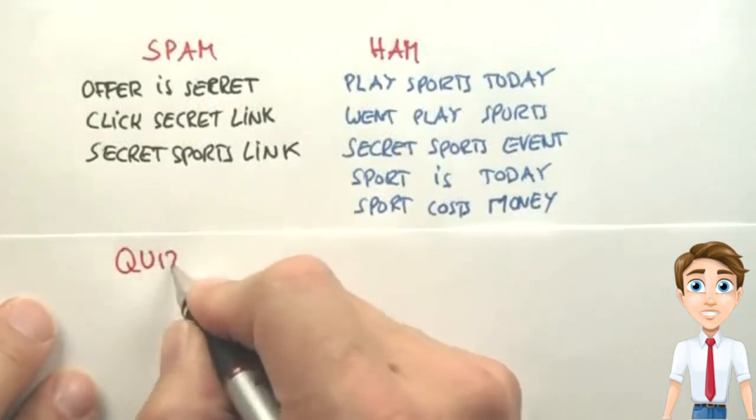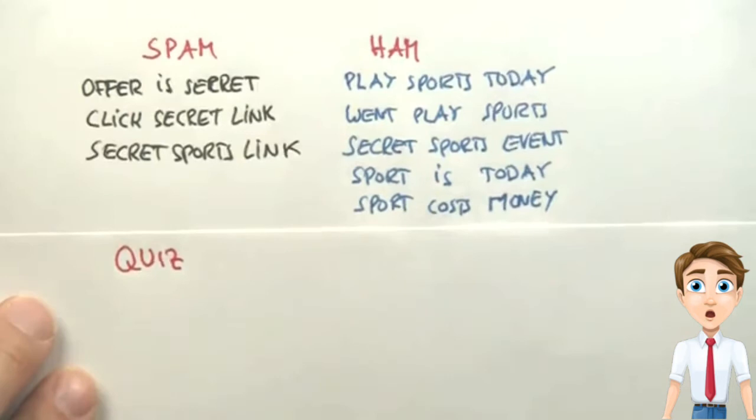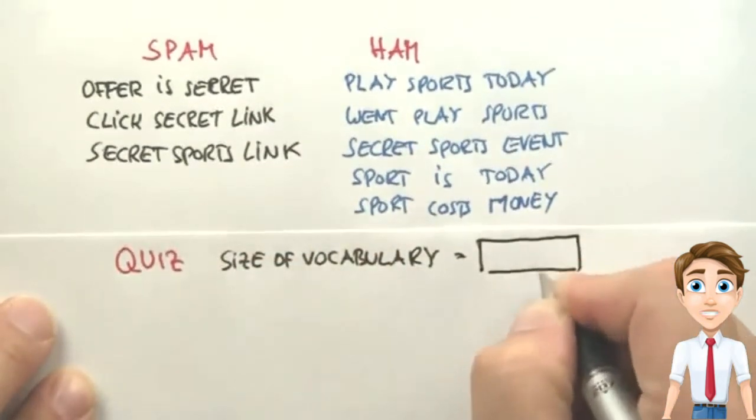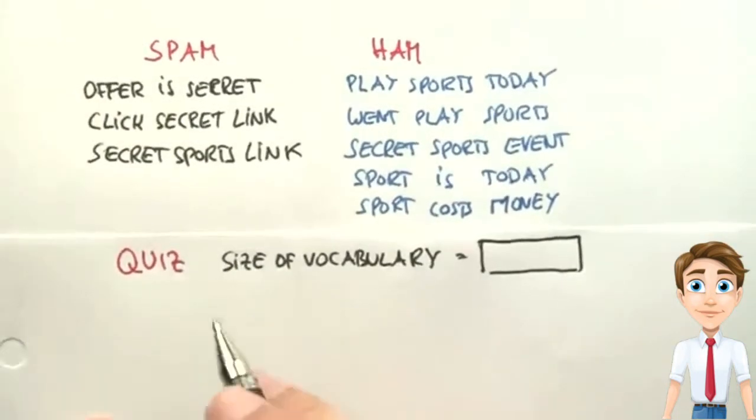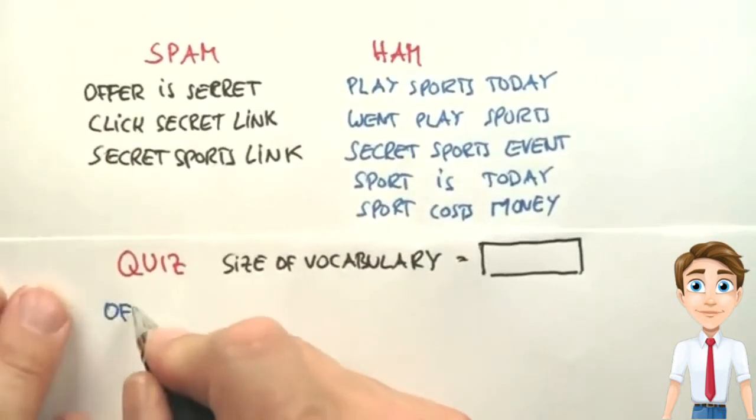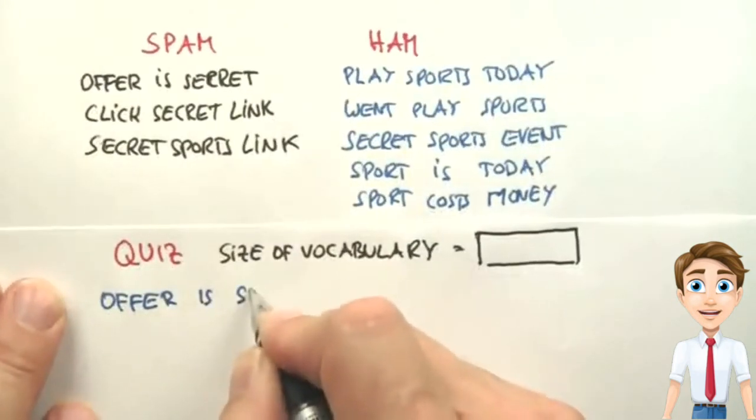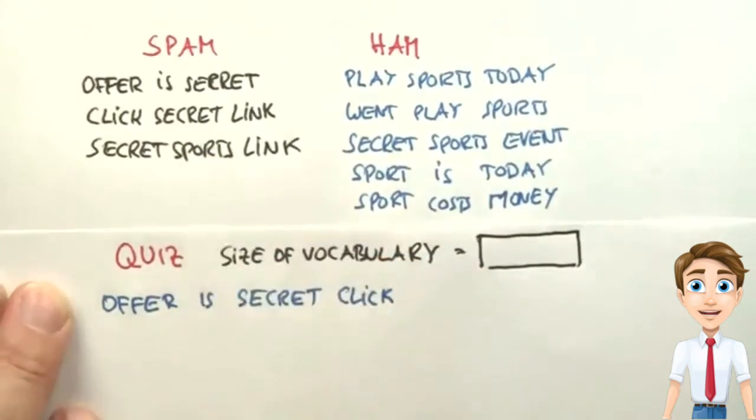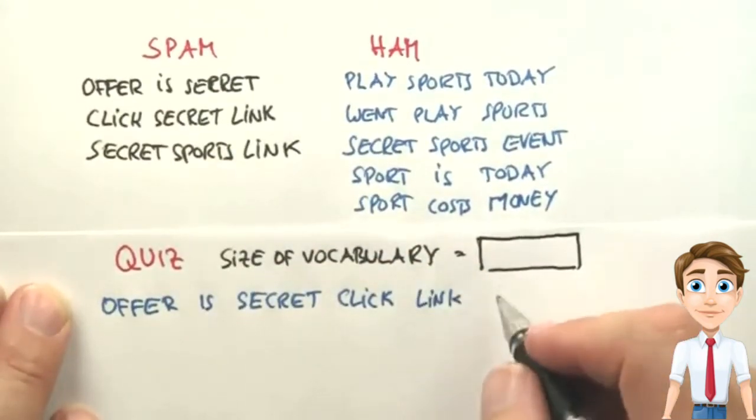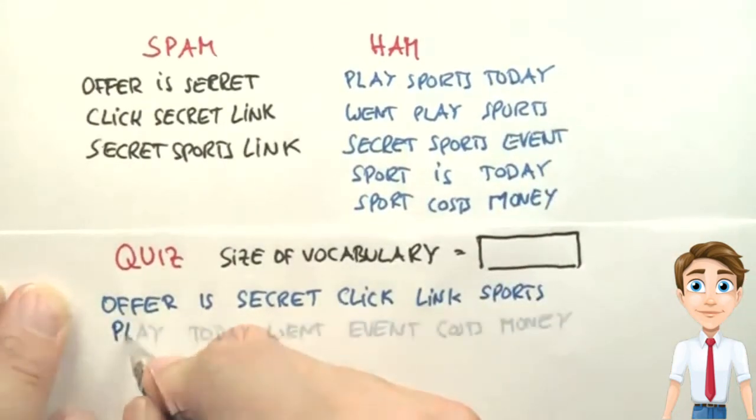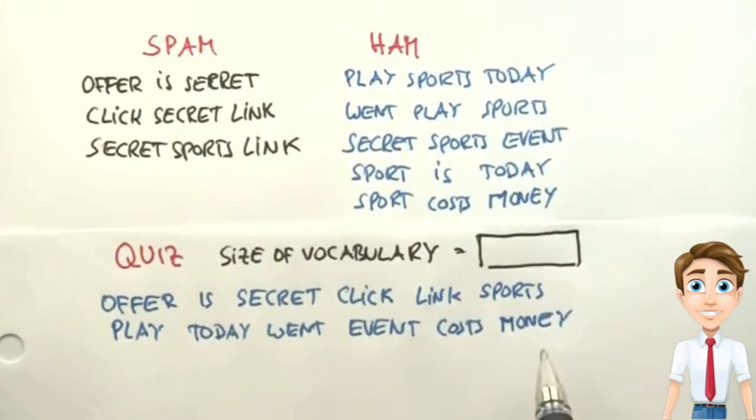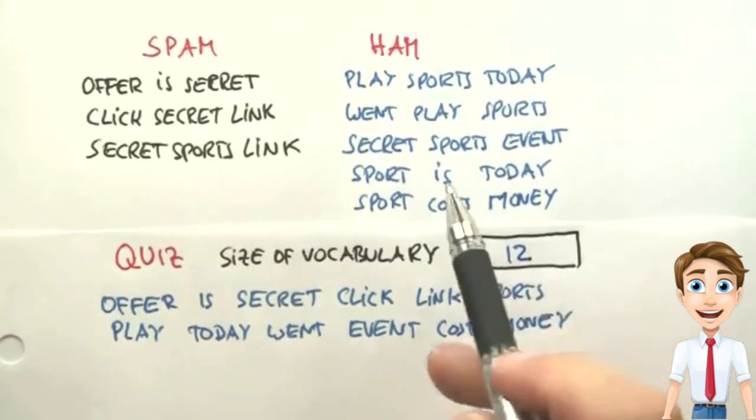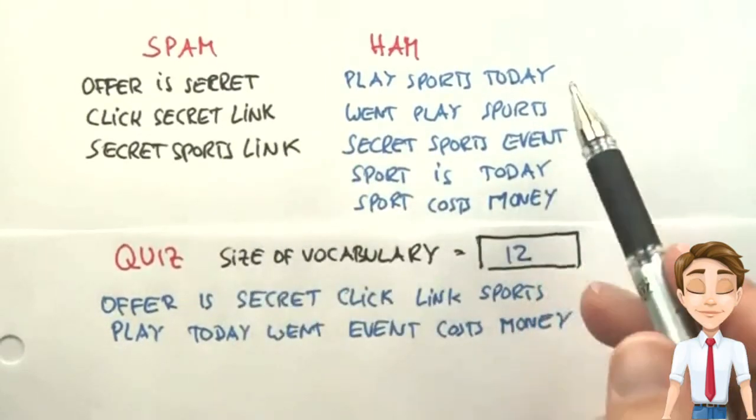My first quiz is, what is the size of the vocabulary that contains all words in these messages? Please enter the value into this box over here. Well, let's count. Offer, is, secret, click. Secret occurs over here already, so we don't have to count it twice. Link, sports, play, today, went, event, costs, money. So the answer is 12. There's 12 different words contained in these 8 messages.